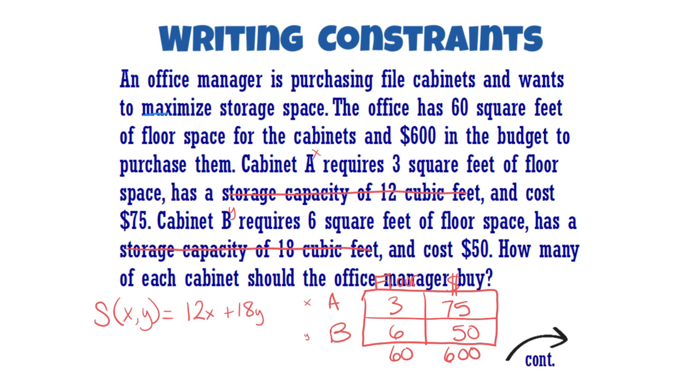Okay. Don't forget the freebie points, but they're not freebie if you don't write them. X is going to have to be greater than or equal to 0. Y is going to be greater than or equal to 0. And then I'm going to write 3x plus 6y has to stay less than or equal to 60 because that's all the floor space I have. 75x plus 50y has to stay under $600. That's all the money I have. Again, those are your 4 constraints.